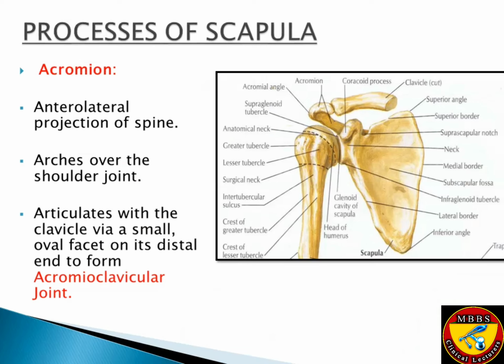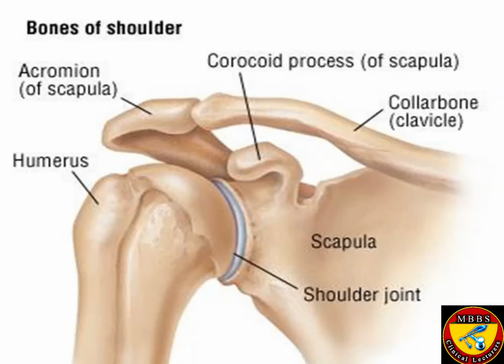It articulates with the clavicle, which is a bone which you are going to study. It articulates with the clavicle through a small oval facet on its distal end to form acromioclavicular joint. So you can look into the figure. The acromion process, which is the extension of the spinous process, is present just above the shoulder joint and it is articulating with the clavicle to form the acromioclavicular joint.